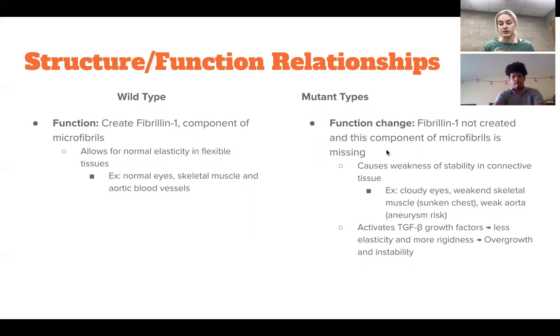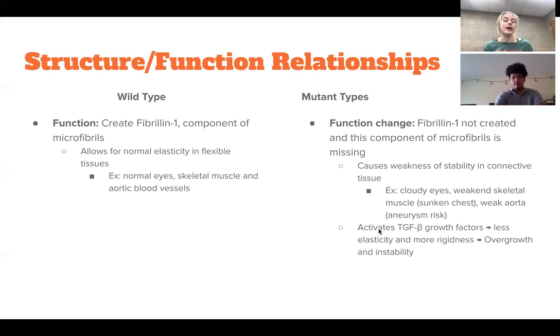And we can see that then in the mutant types, when it's not created, then we get the weakness or instability of connective tissue, like in the cloudy eyes. Also in skeletal muscle, normally when we have fibrillin-1, then our skeletal muscle is intact and it's keeping our bones where they're supposed to be. That's the function of muscle, is to move bones. But when we get weakened skeletal muscle, then it can't control the bones as well. And that's where we get that sunken in chest or the protruded chest, because the bones are either sunken in due to weakened skeletal muscle or it's pushed out due to too much. And we see the too much outlined here.